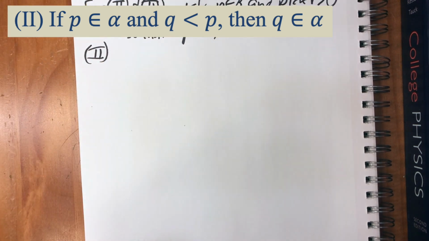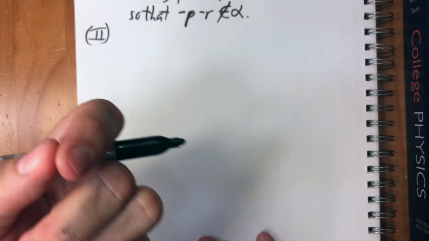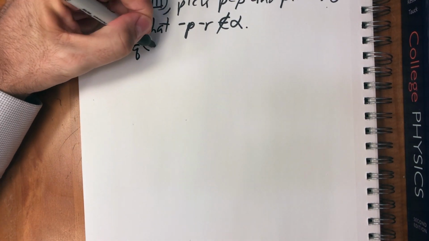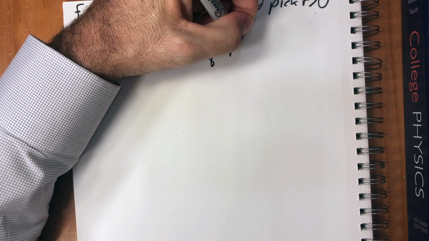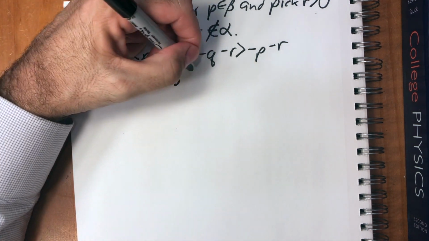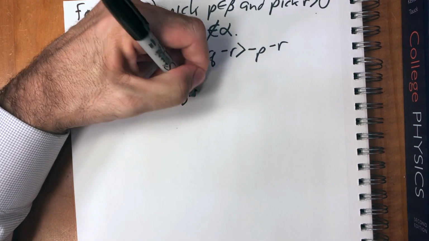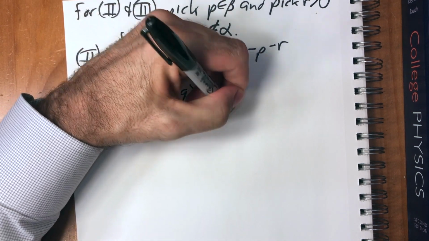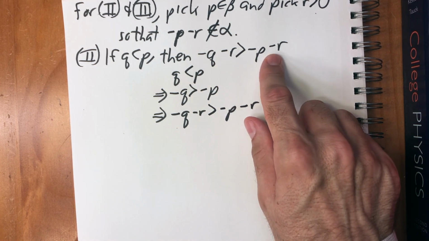So first we have to show that if there's an element of beta, we're talking about beta now, and then we have some rational number that's less than p, then it's also going to be in beta. So if there's a q less than p, then minus q minus r is greater than minus p minus r. Okay, let's just make sure that that's true. So we start with q is less than p. So that means that if we multiply both sides by -1, we have that minus q is greater than minus p, and then add minus r to both sides, so minus q minus r is greater than minus p minus r.